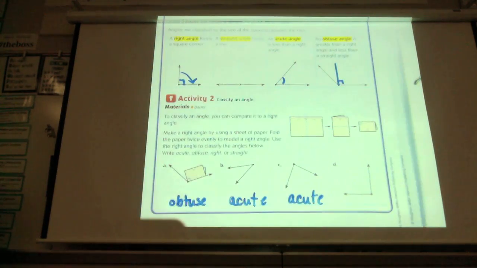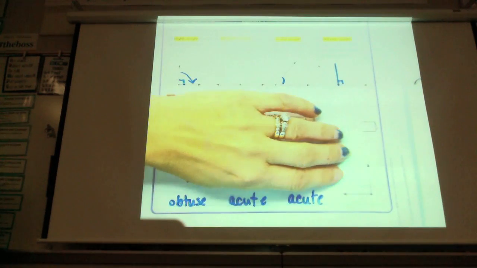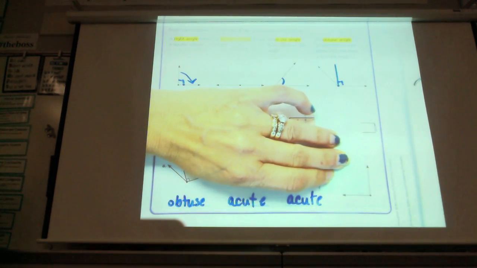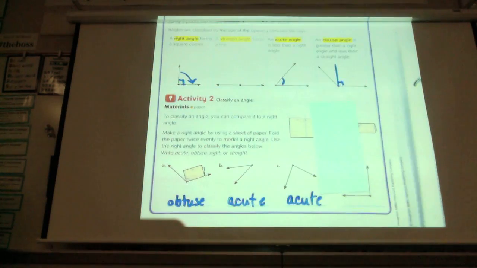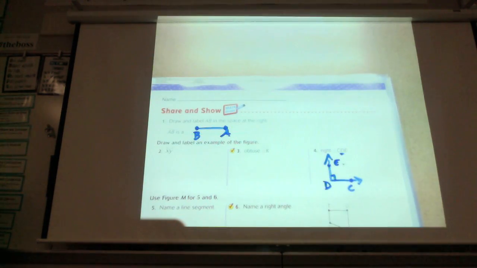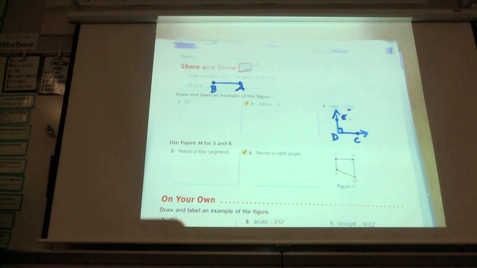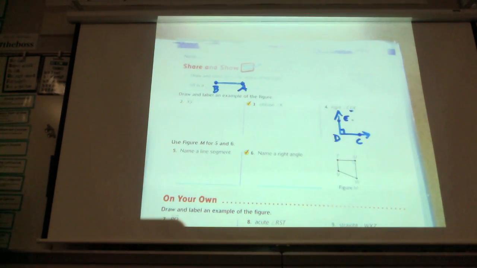What about that one? It looks right. That's what a right angle should look like when you put the paper up to it. So right angle. Now, you're going to see something like this, where there's a figure, and it says, name a line segment.